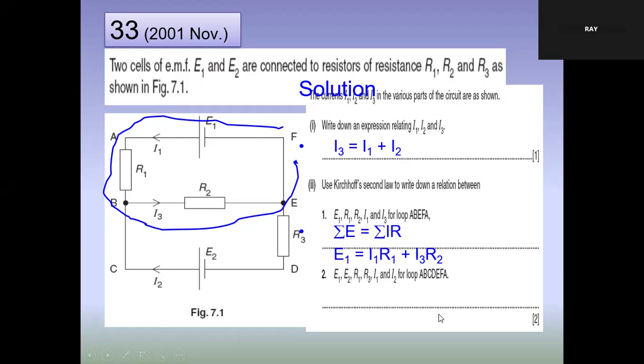Try the next one. This loop. A, B, C, D, E, F, A. This loop. You can choose clockwise or anti-clockwise, up to you. What's the equation?